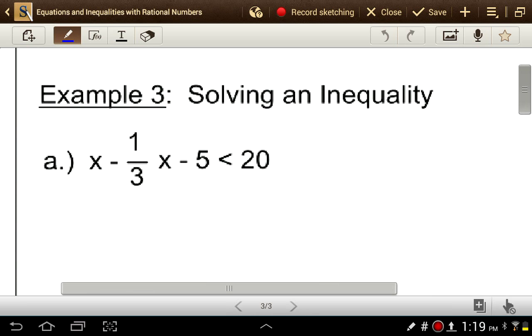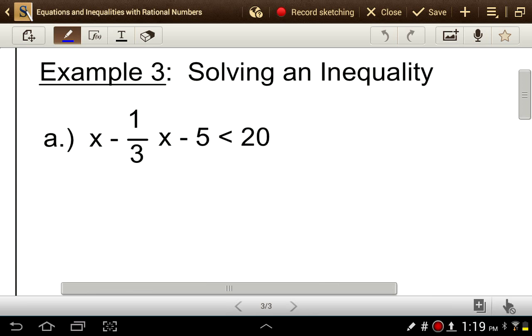Okay, in example 3, we're going to solve an inequality. When solving an inequality here, I have a multi-step equation. So the first thing I need to do when I solve equations, before I do anything, is get rid of the two variables there. I have to combine like terms first if that's possible, and this is.